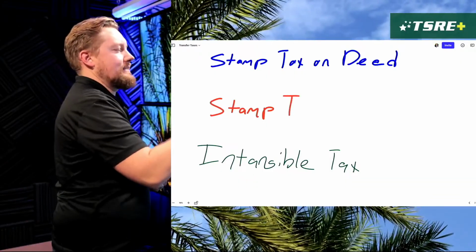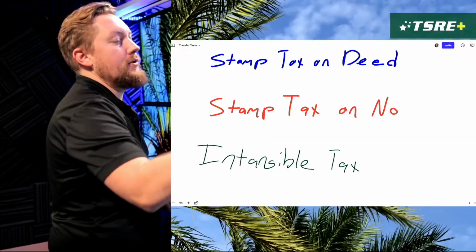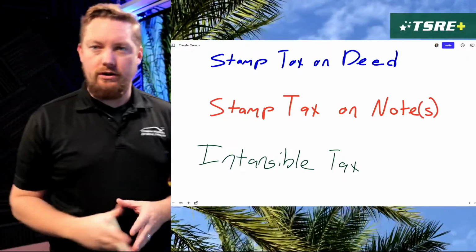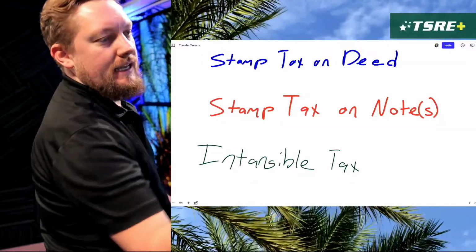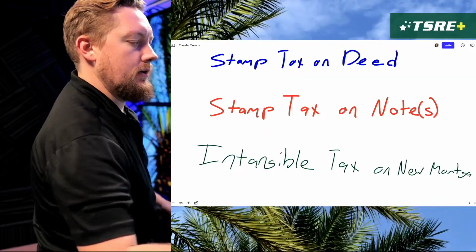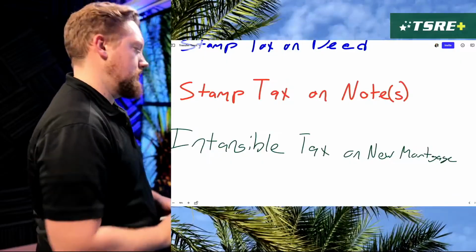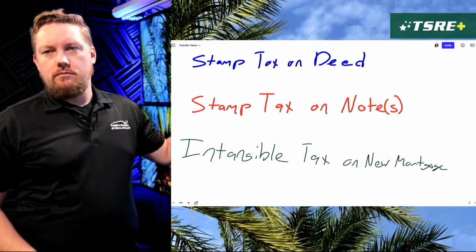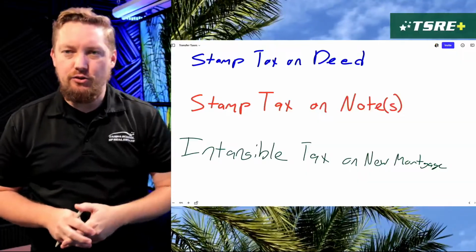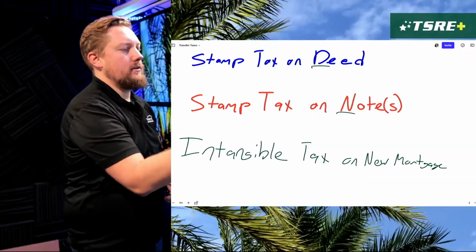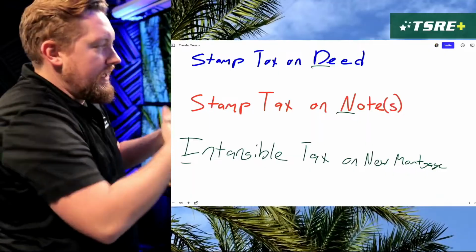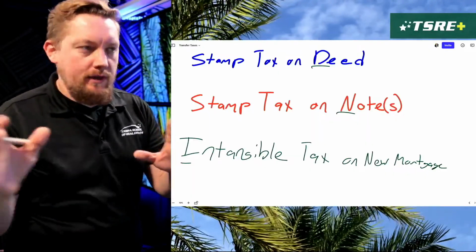Then we have the stamp tax on the note, because it could be for multiple mortgages. And then finally, the intangible tax is only on new mortgages. So the stamp tax on the deed, the stamp tax on the note, and the intangible tax on new mortgages. Deed, note, intangible on new mortgages. There's three different formulas, three different calculations. However, they are very simple calculations.